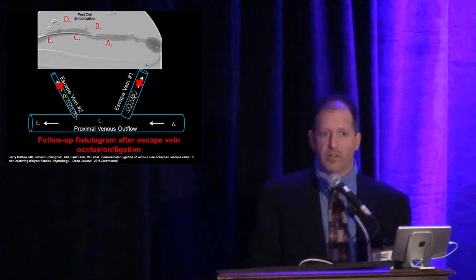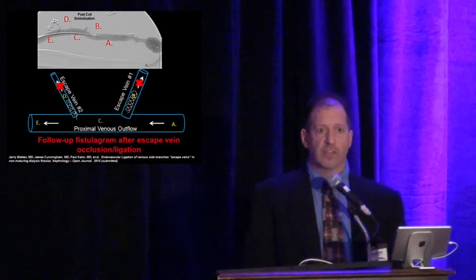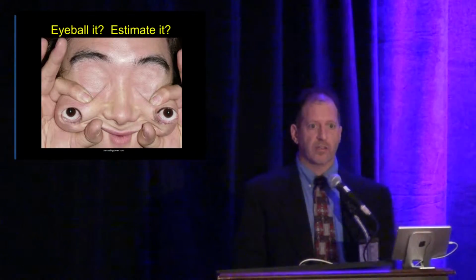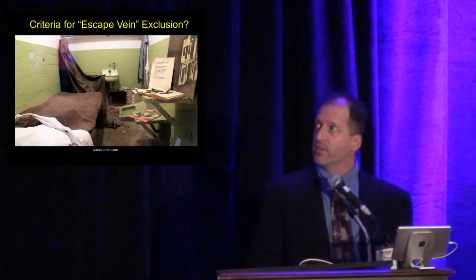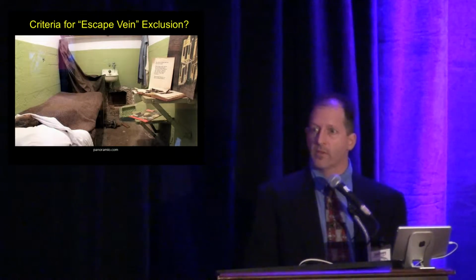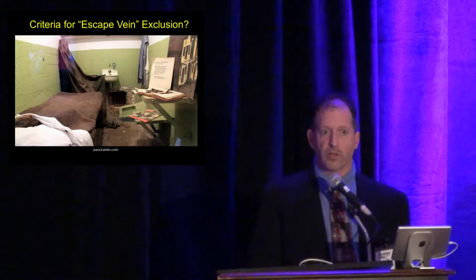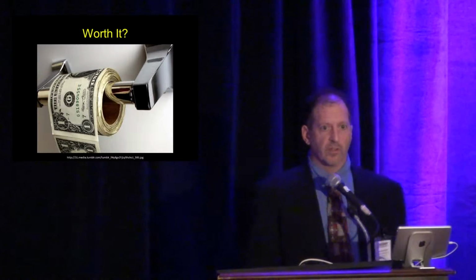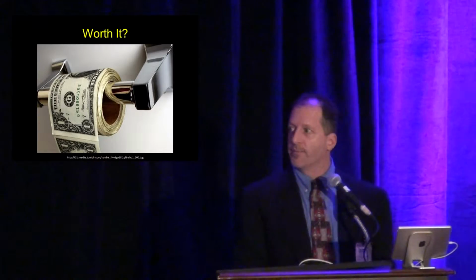So how do you choose who gets this and who doesn't? Do you just eyeball it? Do you estimate it? Is there ever really a criteria for exclusion of escape veins? Anybody know that movie? Alcatraz. And then the question is, is this even worth it? There's an expense to this.